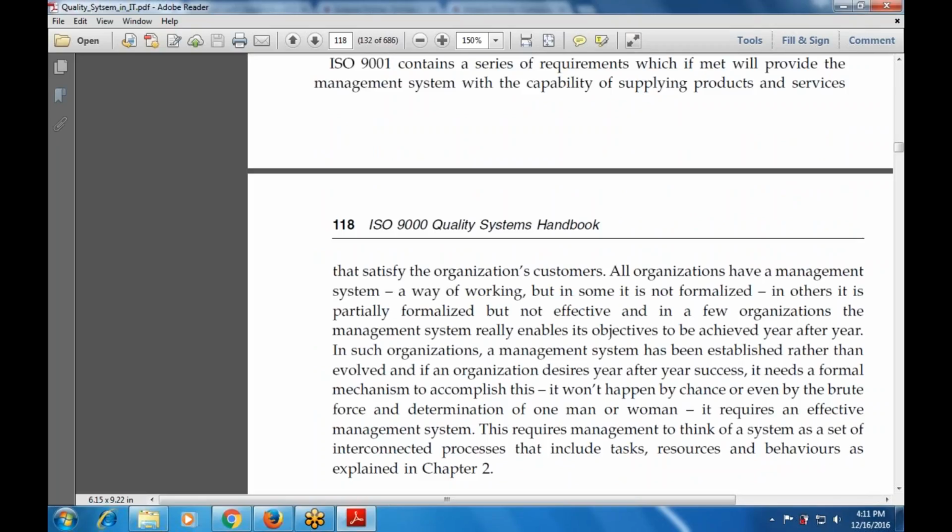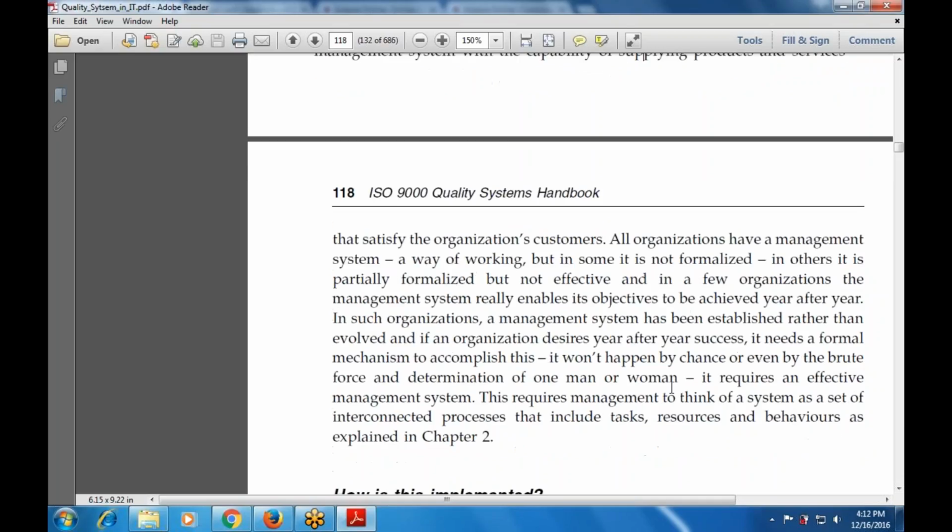All organizations have a management system, a way of working, but in some it is not formalized, in others it is partially formalized but not effective. In few organizations does the management system really enable its objectives to be achieved year after year. That means every organization has to achieve this year after year for quality management.